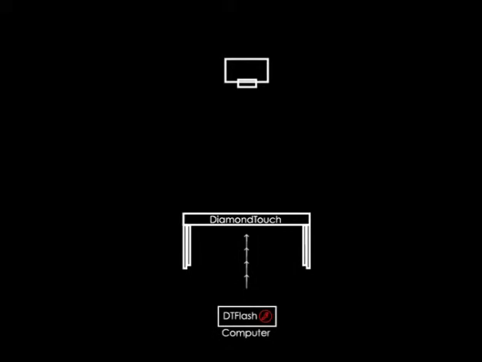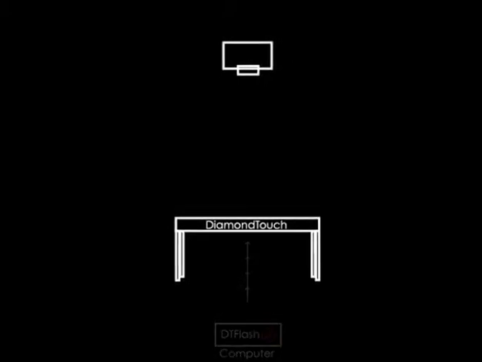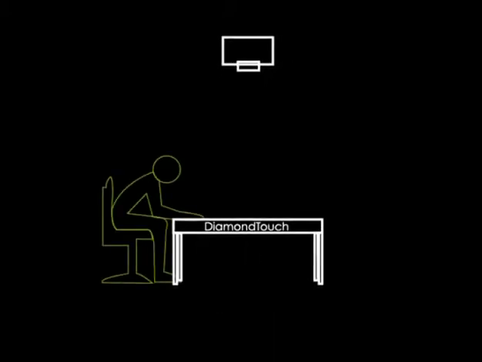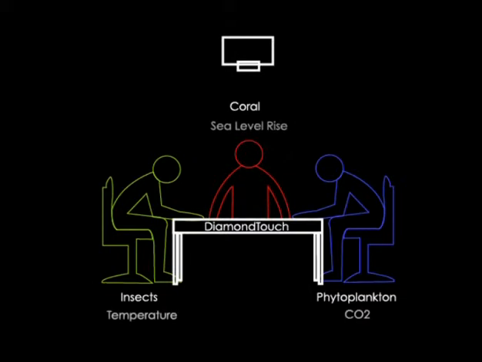Development of the tabletop application was achieved using DT Flash, a MERL-designed toolkit which allows Diamond Touch interactions to be authored using Adobe Flash. It was decided that by choosing a particular receiver chair on which to sit, each user would be presented with an adjacent organism. They'll also be unknowingly assigned a particular climate change stress.